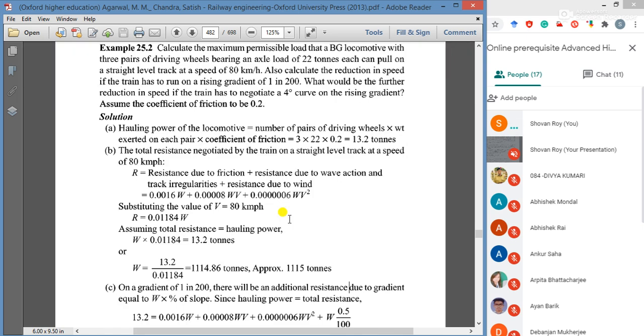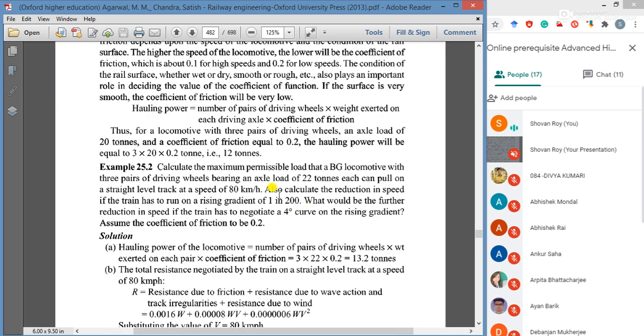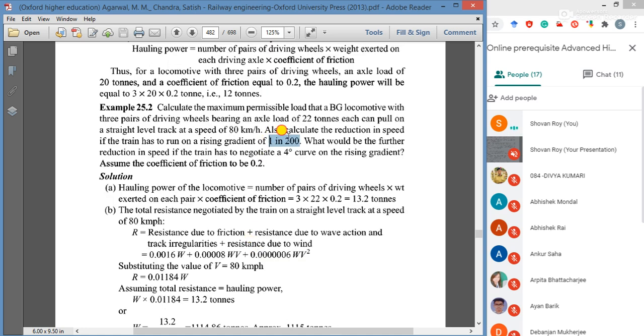Next, in the question it is asked to also calculate the reduction in speed if the train has to run on a rising gradient of 1 in 200. If a gradient is present in the track and the gradient is 1 in 200, 1 in 200 means 1 by 200, which is 0.005, that is 0.5%.